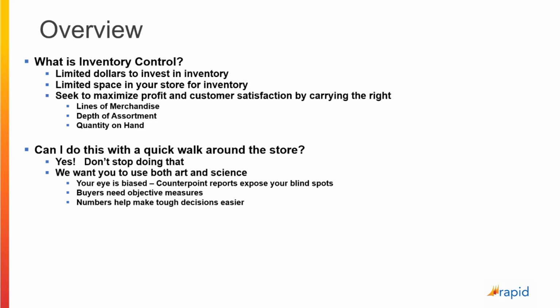And let me give you a little example. When you walk the store, your eye is biased. You're going to have blind spots. If you really like a certain category of product, you're going to immediately think that assortment needs to be wide. And if we can show you some stats that say maybe that assortment is a little too wide, that gives you an opportunity to make adjustments. All of you, I know there are several buyers on the call, and every buyer wants to have some objective measures.